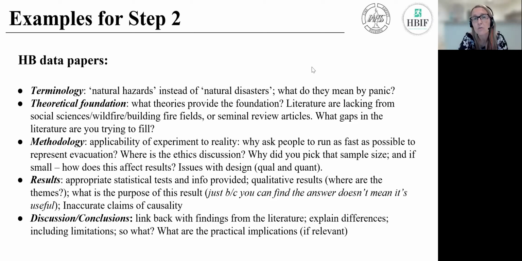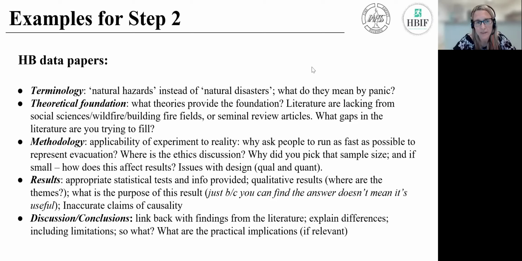I'm also, within this topic, focused on the gaps, right? Where are the gaps in the literature? What gaps in the literature are they trying to fill? And so, yes, they've outlined a literature review, but next, what's missing, right? What is their contribution to the field? And if that's not made clear, I'll point that out.